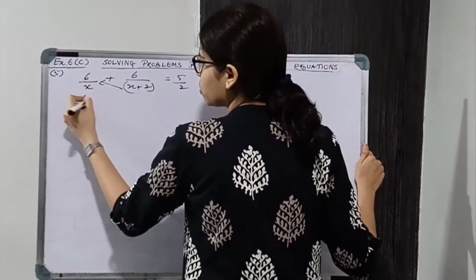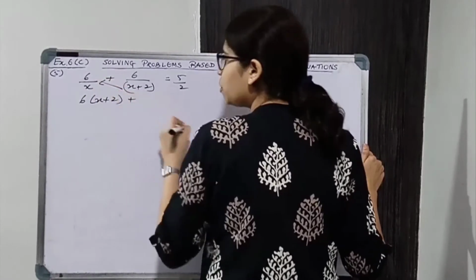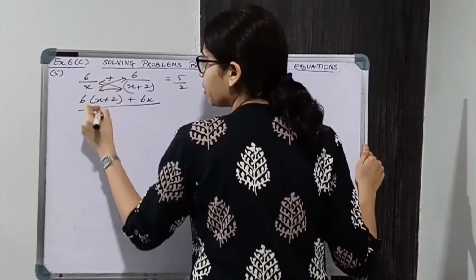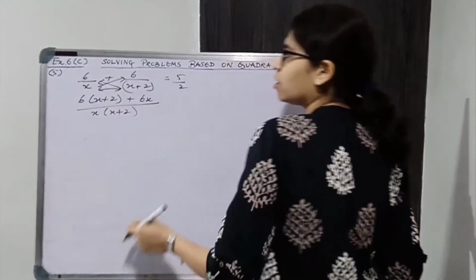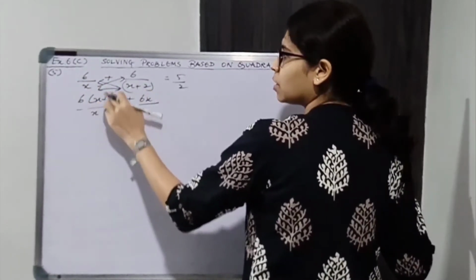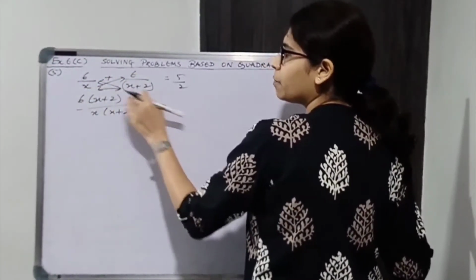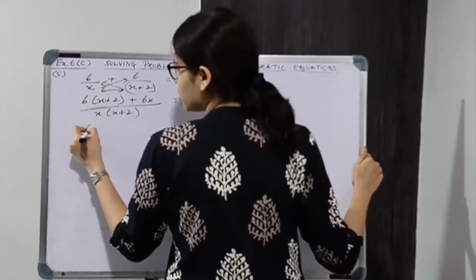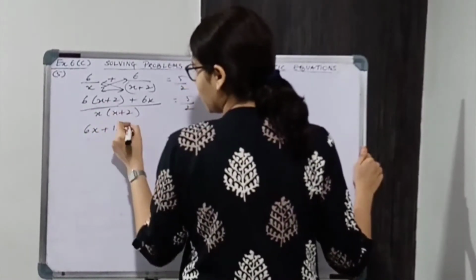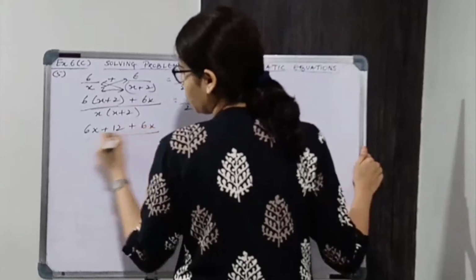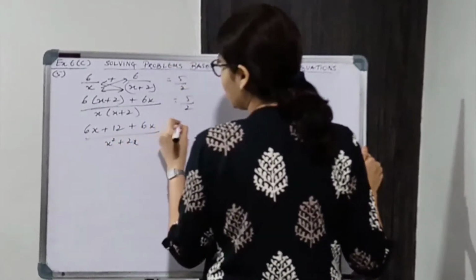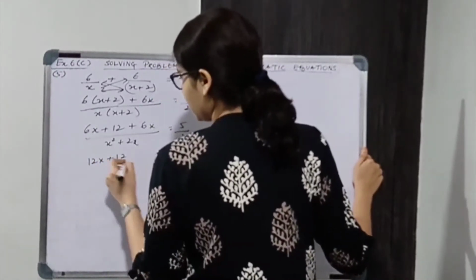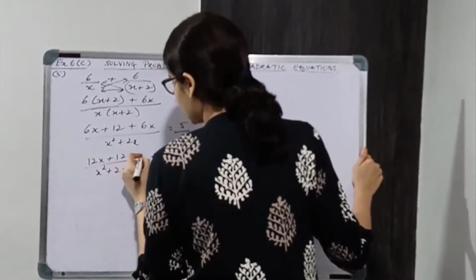So 6 × (x + 2). Put the sign in between, cross. So 6 × x, denominator into denominator, so x × (x + 2). Numerator into this denominator, put the sign in between, and numerator into this denominator. RHS will remain as it is. So 6x + 12 plus 6x upon x square plus 2x is equal to 5 upon 2. So 12x plus 12 upon x square plus 2x is equal to 5 upon 2.